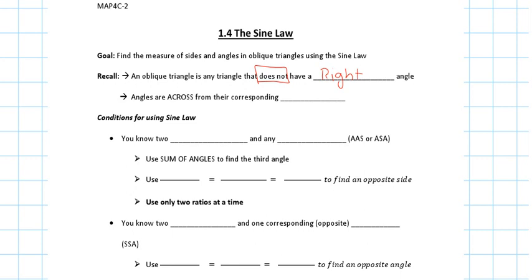And recall that angles are across from their corresponding sides. Remember we talked about that yesterday when we're naming our triangles. We have angle A, then side A is the one that's across from it. Angle B, then side B is the one across from it. Angle C, side C is across from it. Naming is very important when it comes to these laws because we're going to have to use the names in the formulas.